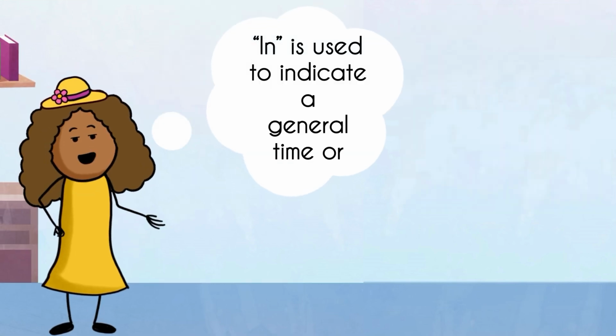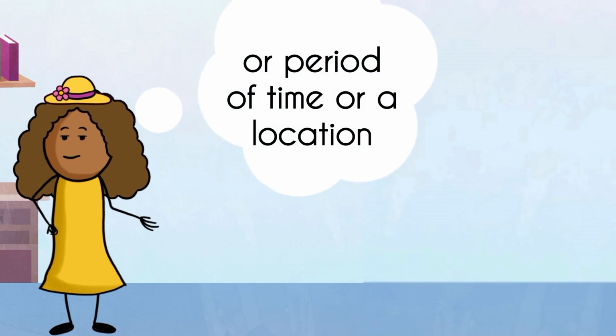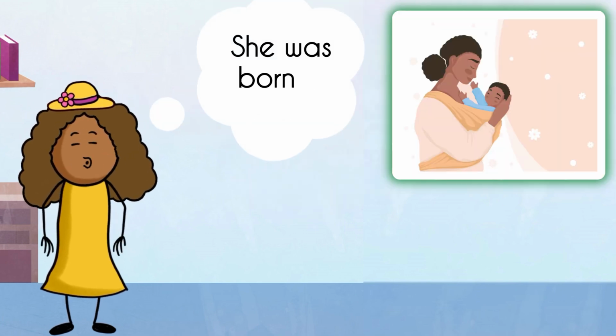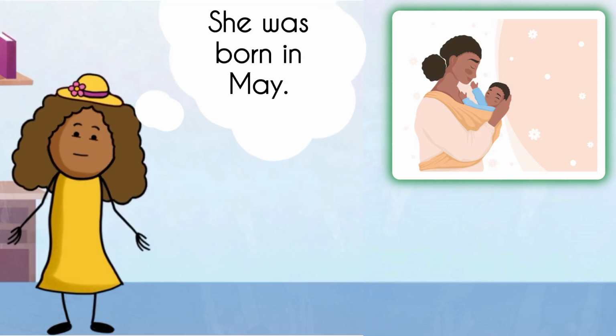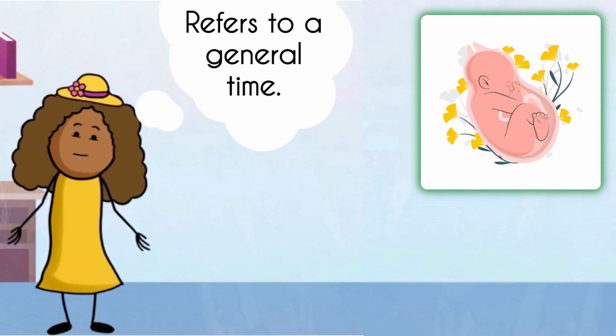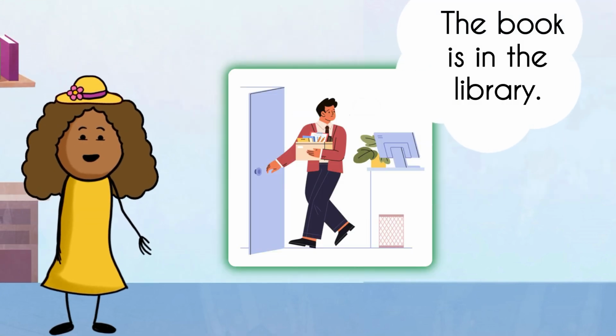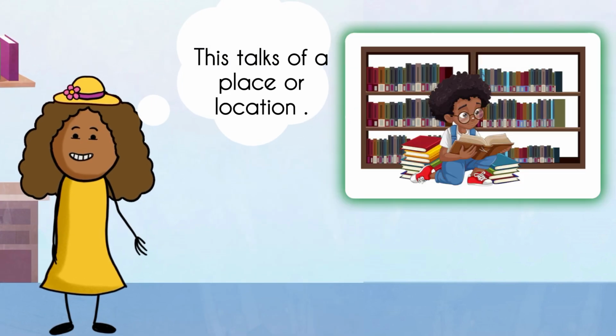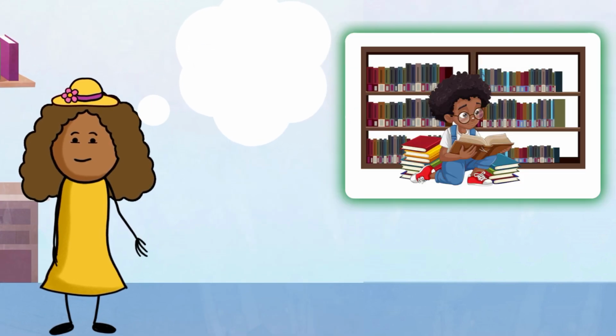In is used to indicate a general time or period of time, or a location within a larger area. For example, she was born in May. Refers to a general time. The book is in the library. This talks of a place or location.